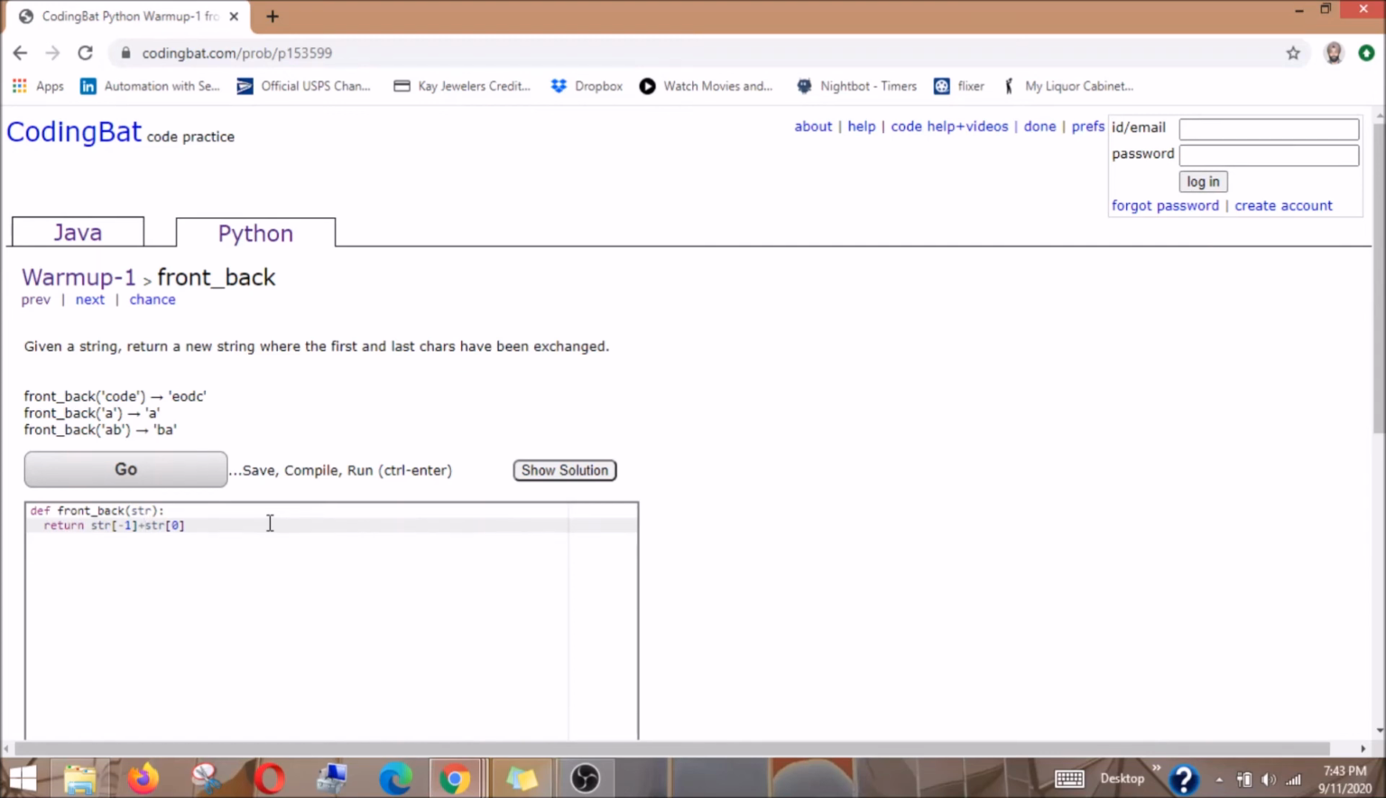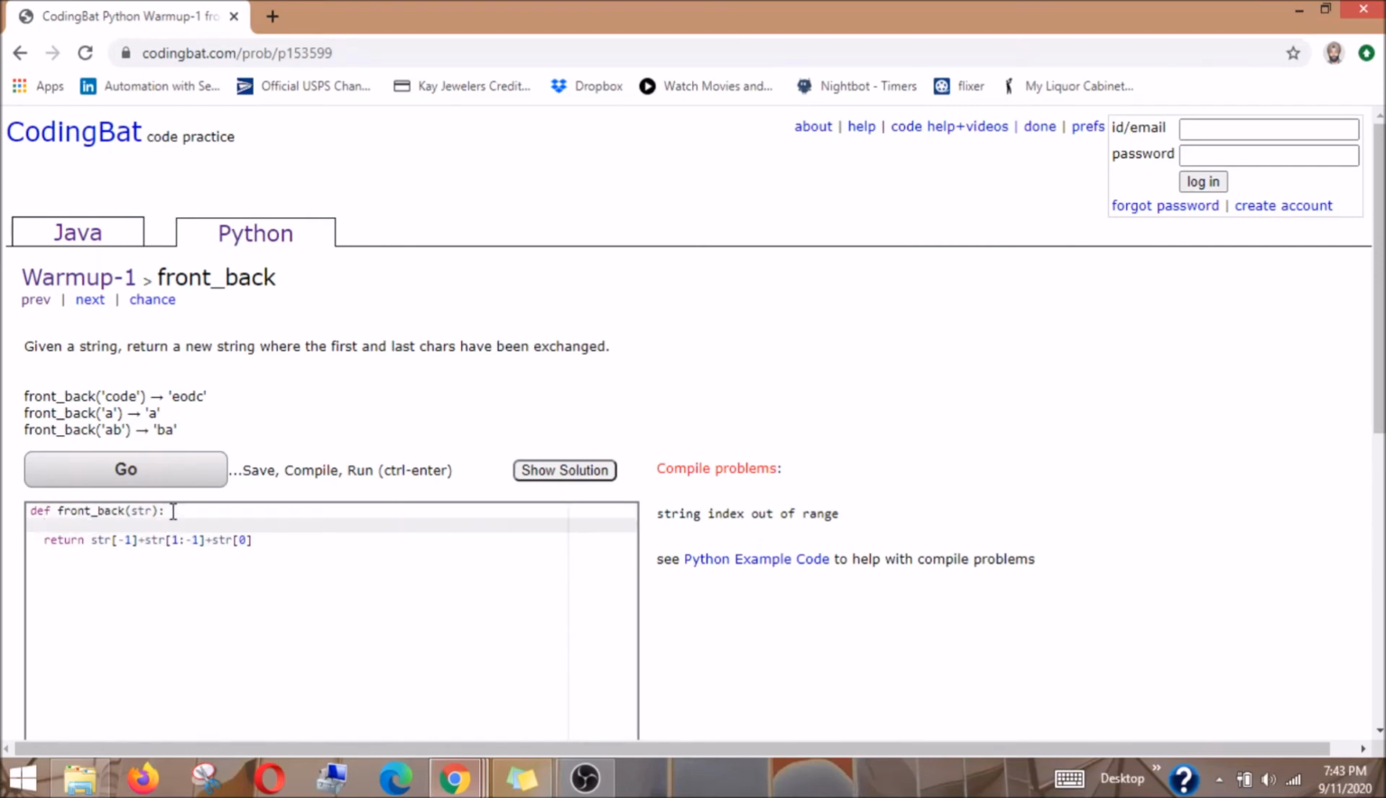Why don't we use str from 1 starting to -1 plus sign, because the last character in the substring will never come in, and I think that will work. Let's see. Oh, index out of range. Okay, so here we got an error.